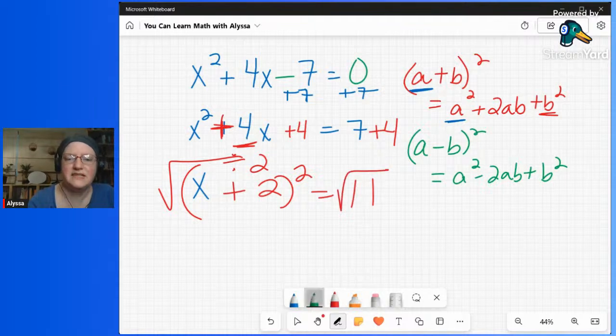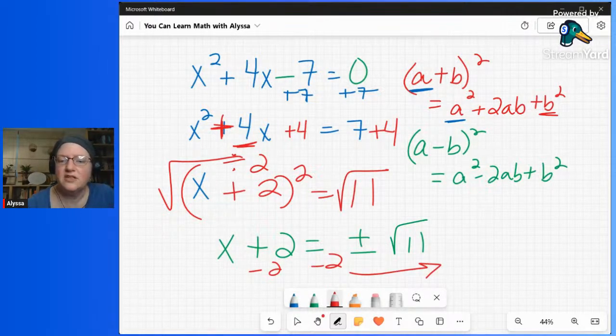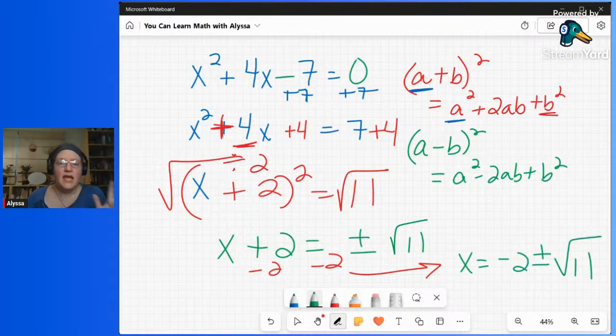Square root both sides to get rid of that square. And we have x plus 2 equals plus or minus the square root of 11. We want to move that 2 over as well. So it's adding the 2, so we subtract the 2, and we get to our final answer that x is equal to negative 2 plus or minus the square root of 11.